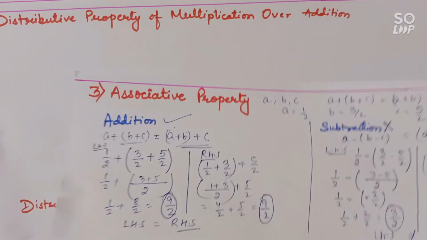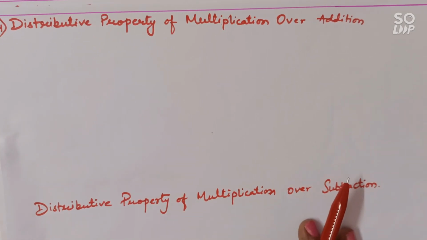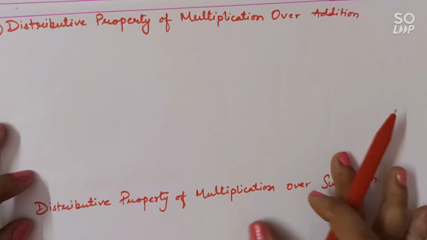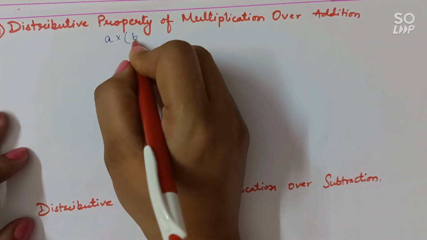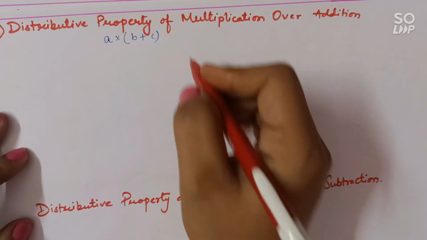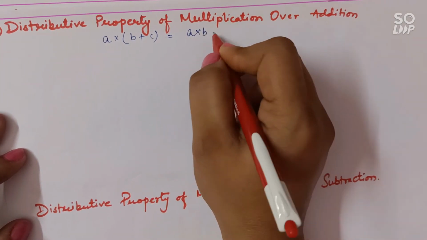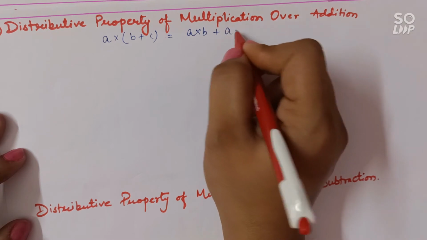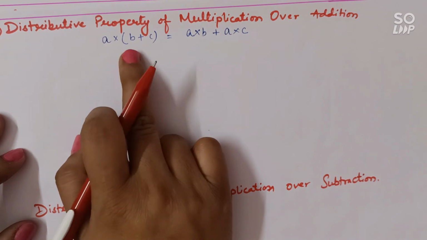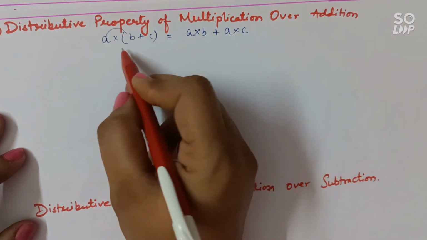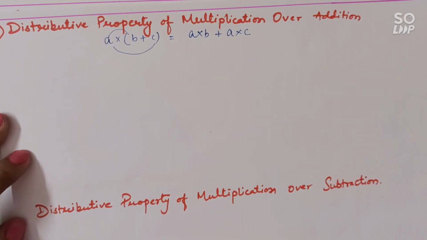Let's check it out for the distributive property of multiplication over addition. So over here, what we have to see, it states that if A is being multiplied with B plus C, then we can multiply A into B and A will be multiplied with C also. Okay, A multiplied by the sum of B and C, then A is being multiplied with B and A is multiplied with C also. So we'll see whether it is true or not.